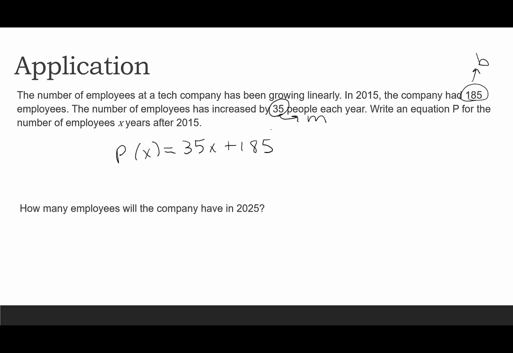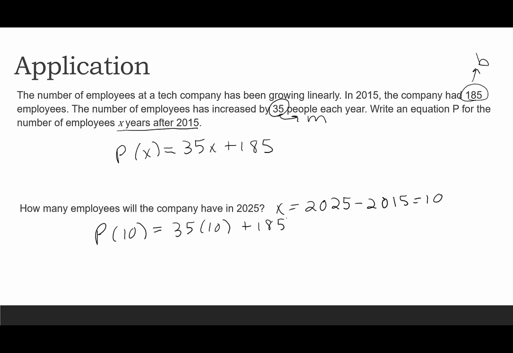Now we can use this to do a projection. So let's say, how many employees will the company have in 2025? Start with x is the number of years after 2015. So x is going to be 2025 minus 2015, which is 10. We want to find P of 10. This is 35 times 10 plus 185. This says they'll have 535 employees in 2025.